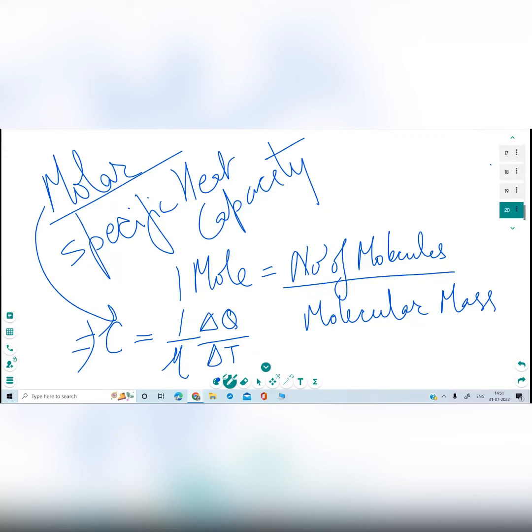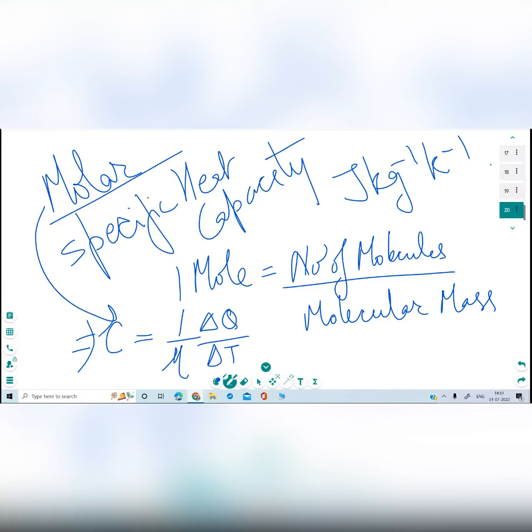So if you have to write the definition, it will be exactly the same: amount of heat energy required to raise the temperature of a body per unit mole. It was per unit mass, so that's the difference. Correct? Same definition. Obviously, the unit is also the same, joules per kg per Kelvin.